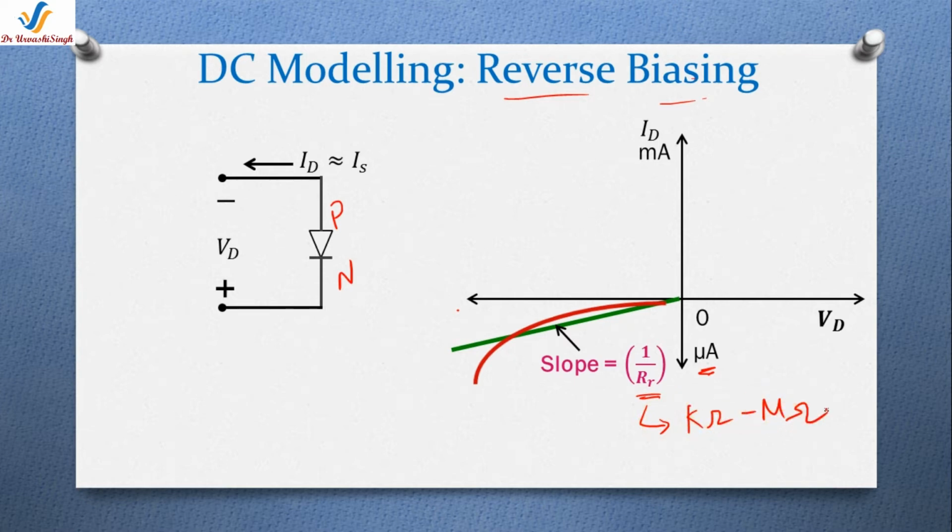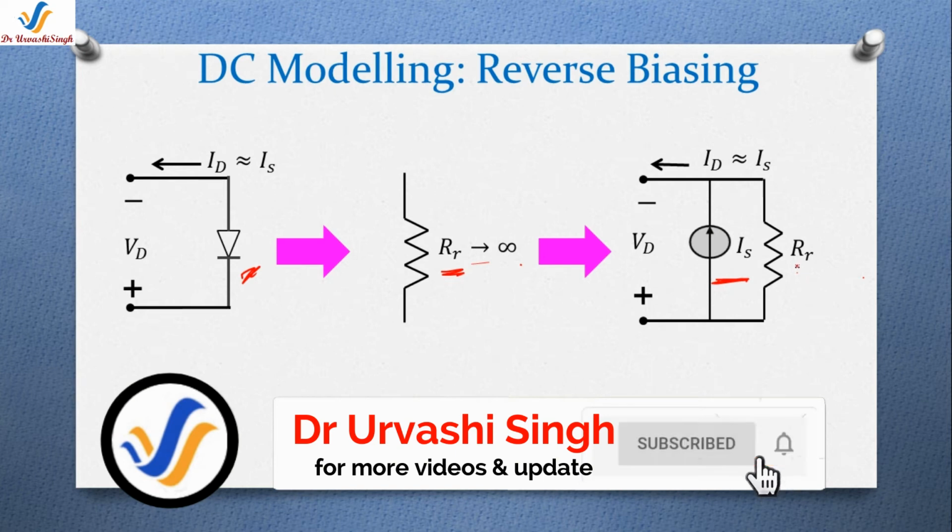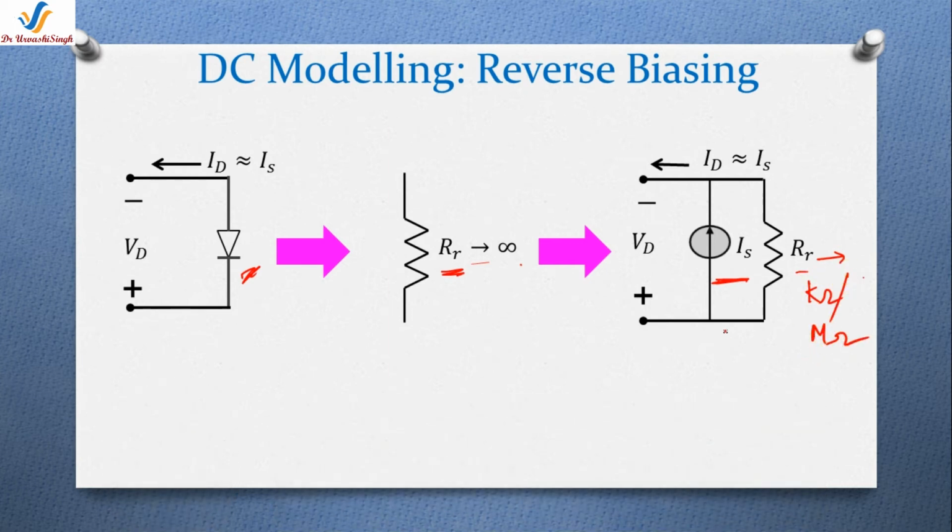So now using this property, let's model the diode in the reverse biasing mode. The DC model of the diode in the reverse biasing mode can be approximated with the resistance tending to infinity, and its more accurate model in the reverse biasing mode is a constant current source in parallel with the reverse bias resistance, whose value is very high, in the range of kilo ohms or mega ohms, which is the property of an ideal current source.